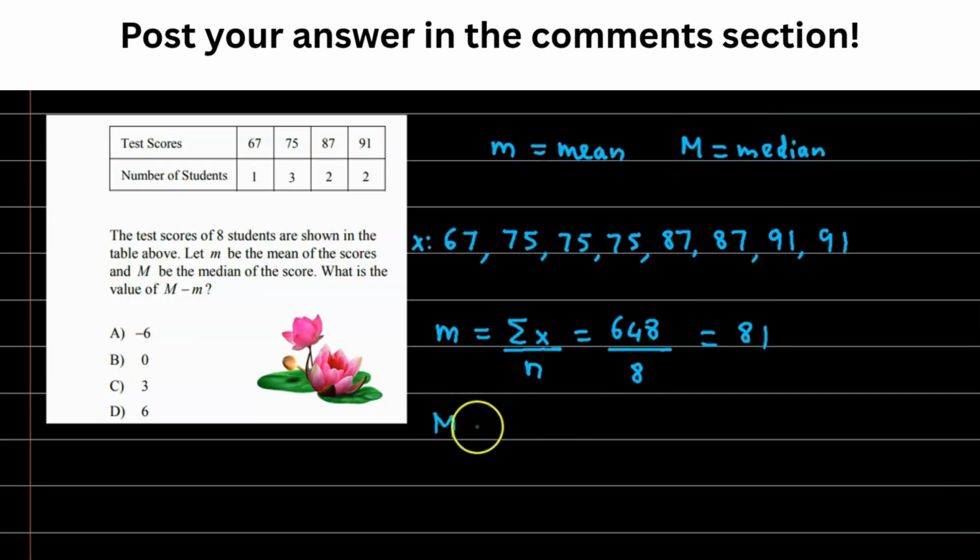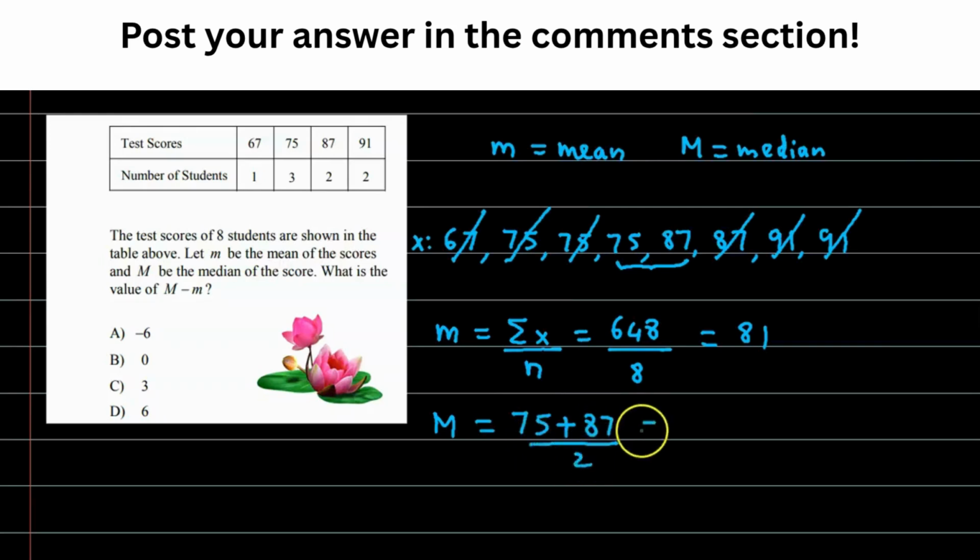Next we have to calculate the median. Now let us go on cancelling out the values one by one from each end, and this data is already arranged in ascending order, so we can easily obtain the median. So cancelling 67 from this end, 91 from this end, again 75 and 91, 75 and 87. So we have been left with two middle terms. So the median will be 75 plus 87 divided by 2.